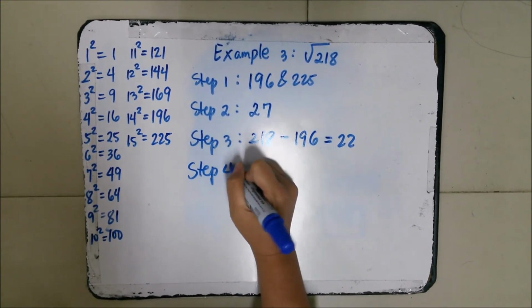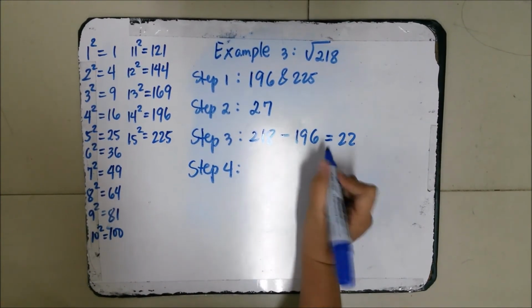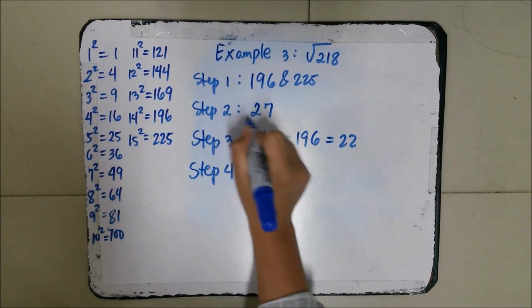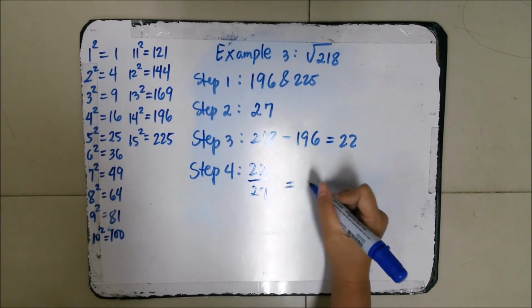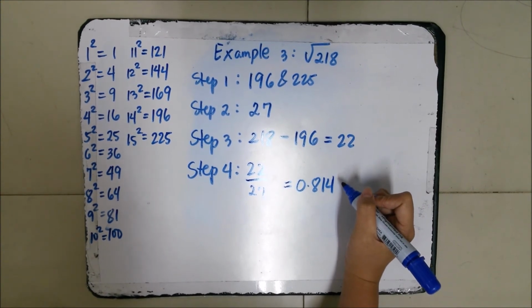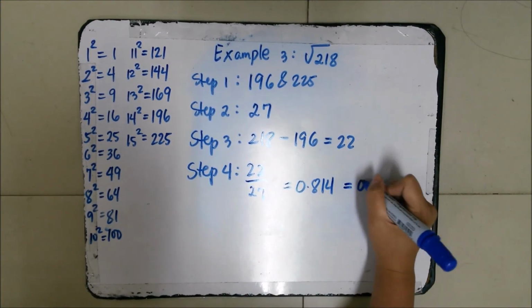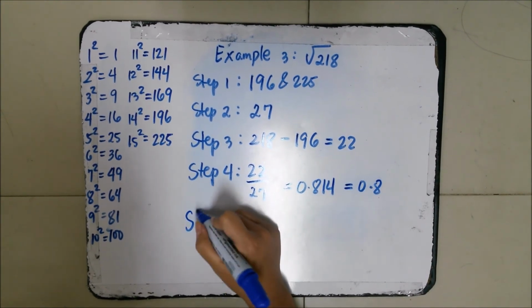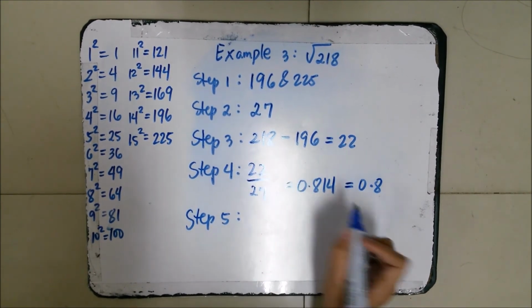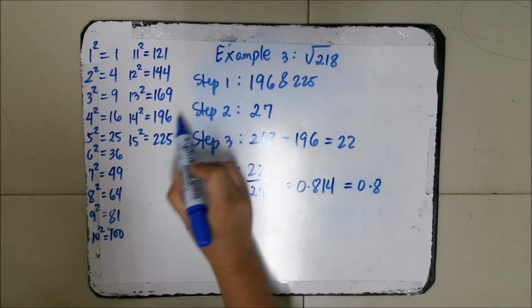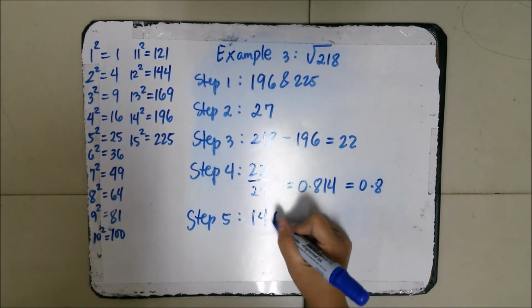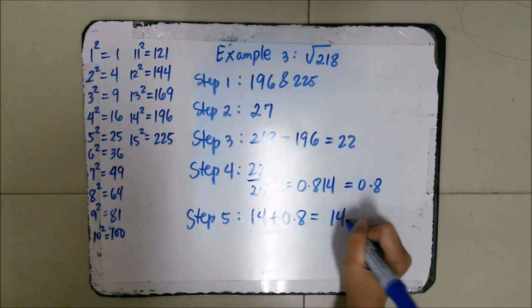Step number 4 is to divide the answer in step 3 by the answer in step 2. Our answer in step 3 is 22, so we divide it by the answer in step 2, which is 27. Our answer is 0.814. Don't forget that we round the answer to the nearest tenth, so it is equal to 0.8. Step number 5 is to add the square root of the smaller square to the answer of step 4. The square root of 196 is 14, as you can see here. So 14 plus the answer in step 4, 0.8, our answer is 14.8.